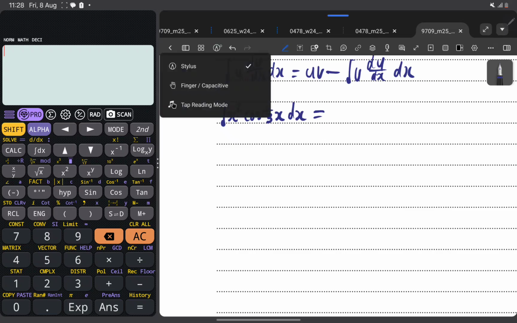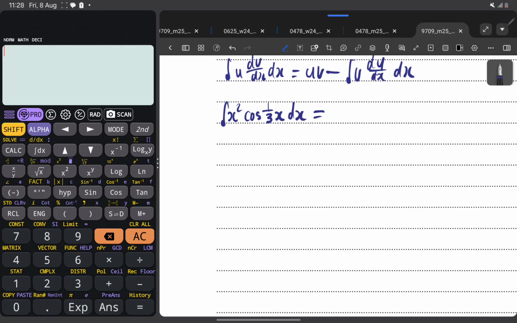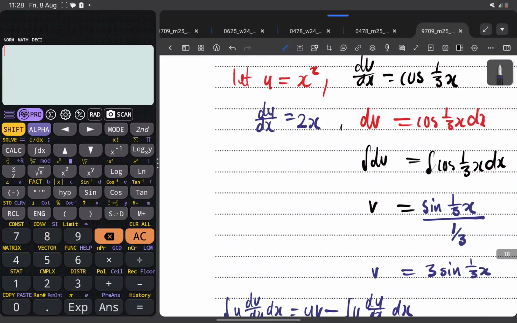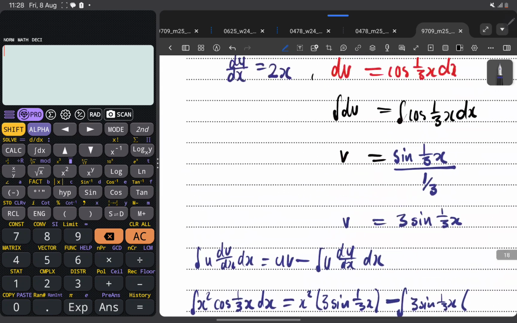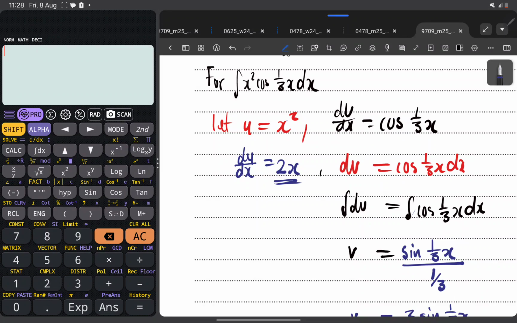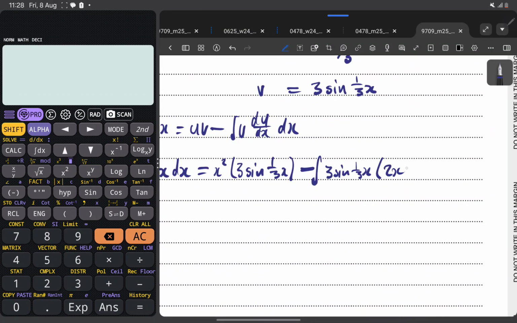You say uv. So, I'm going to say this is equal to uv. Now what is my uv? I go and get my u, which is x squared. I multiply by v, which is 3 sine 1/3 x, then minus the integral of v, which is again 3 sine 1/3 x, but this is now multiplying du dx, which is 2x, and this is all with respect to x.